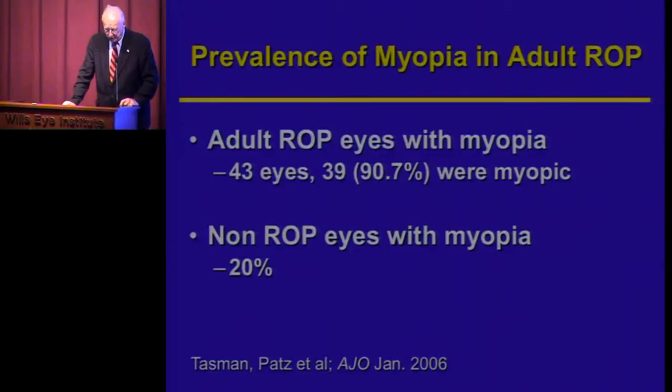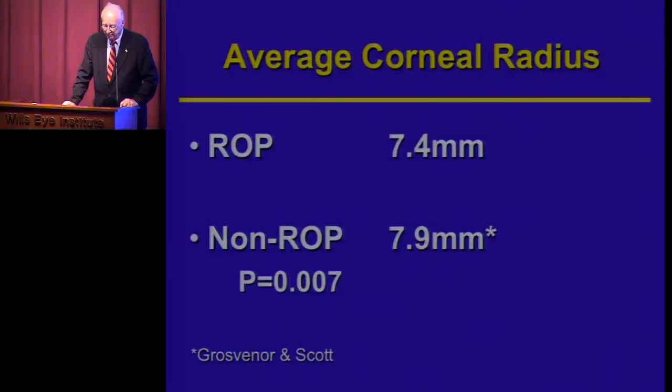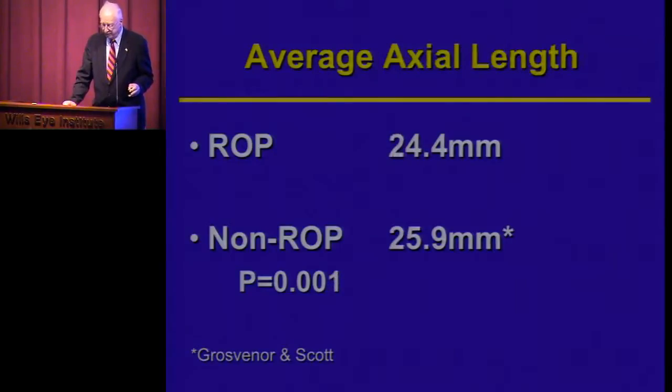We also looked at adult ROP eyes with myopia. As you can see, there were 43, and 39 were myopic. It's very common for these babies to grow up and be nearsighted. And in the general population, the prevalence is only 20% of myopia. But the average corneal radius, as you can see here, in the ROP was 7.4 millimeters versus non-ROP babies where it was 7.5, and that was statistically significant. So they have steeper corneas.